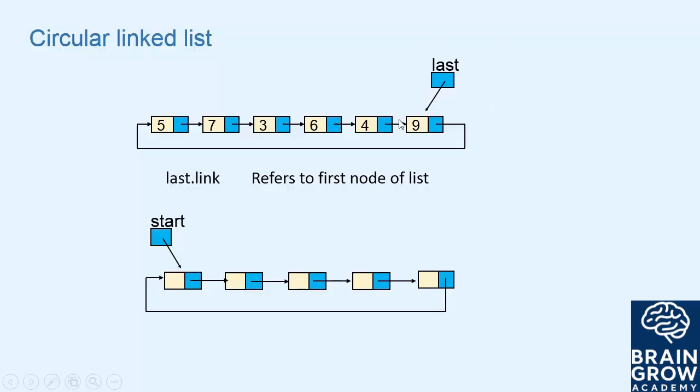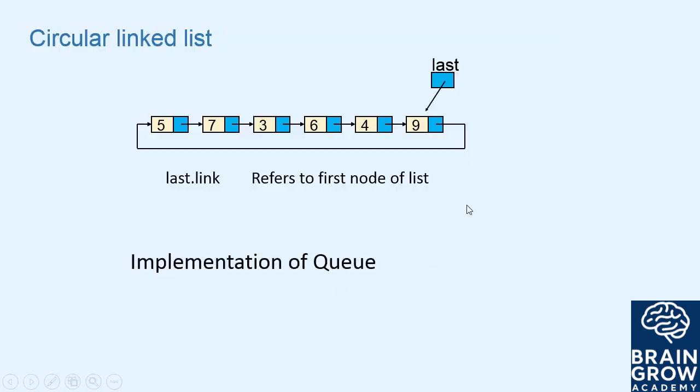In this case, insertion in beginning and at the end and deletion in the beginning can be done in constant time. There's no need to traverse the whole list. Now, one of the uses of circular linked list is an implementation of queue, because by using this list, we can perform insertion and deletion in a queue in constant time. Now, let's see how we can implement a circular linked list.